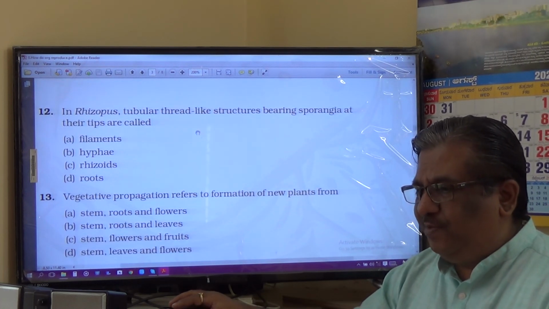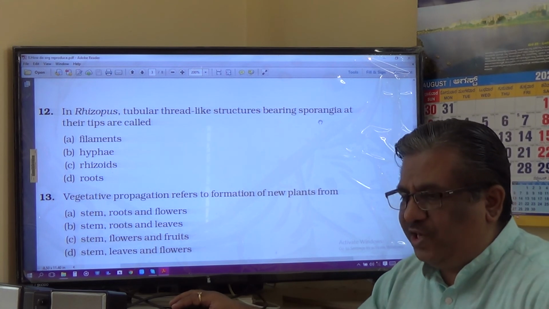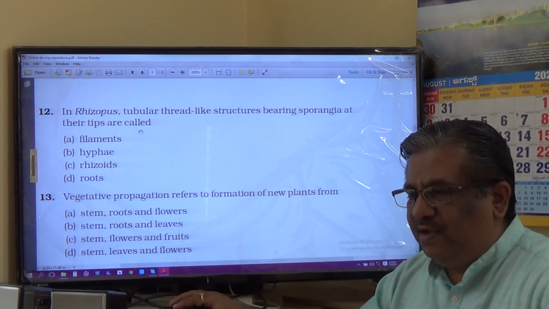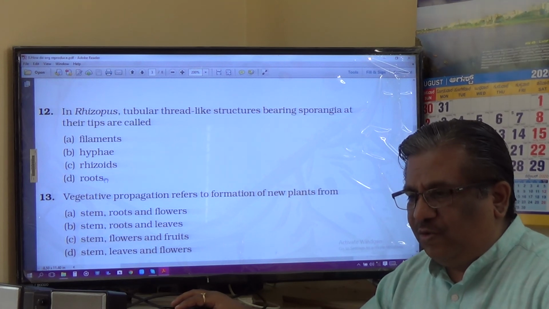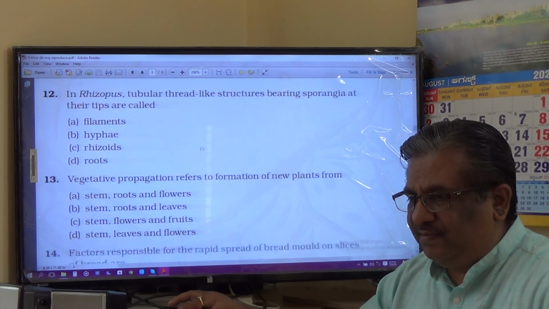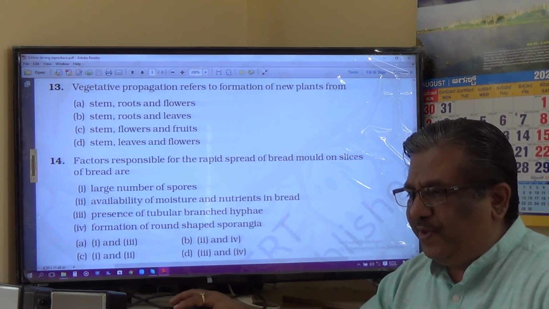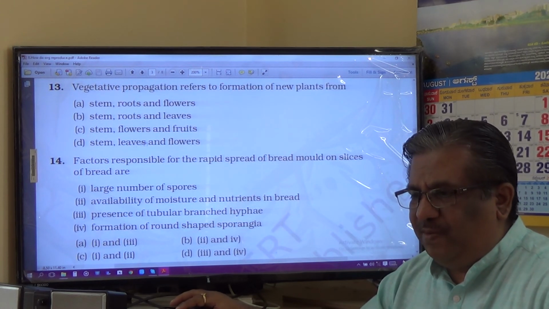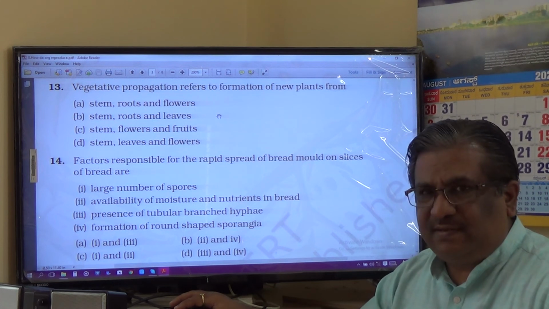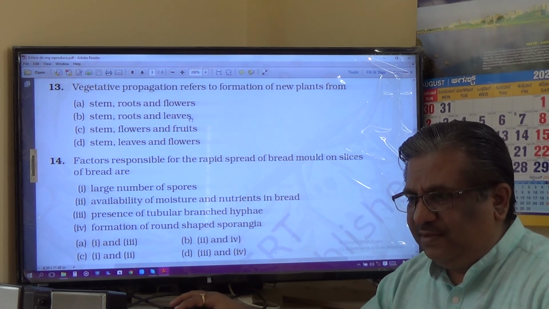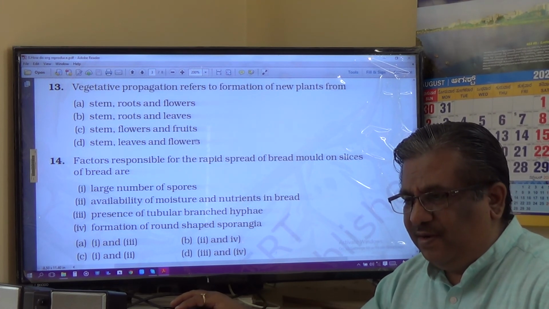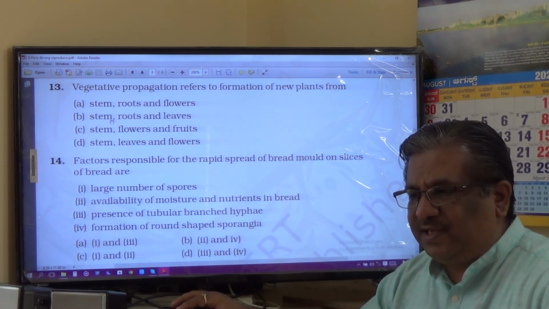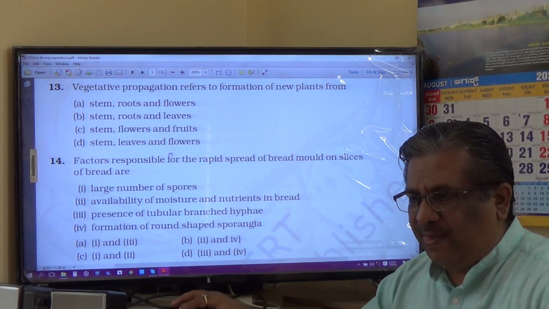In the rhizopus, the tubular thread-like structure bearing sporangia at the tips is called filament, hyphae, rhizoids, roots. Hyphae is the answer for that. Vegetative propagation refers to formation of new plants from stem, root, flowers. Yes, stem, roots, leaves. Yes, stem, flowers, fruits. Stem, leaves and flowers. But I'll consider this one: stem, roots and leaves. So answer B should be the correct one.